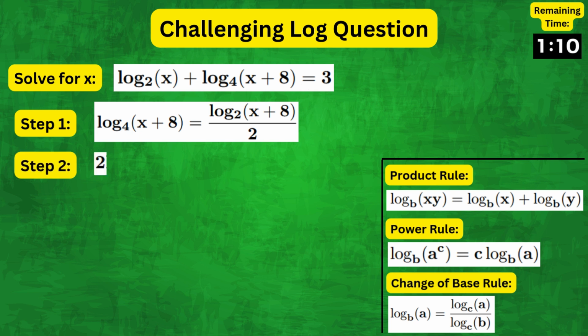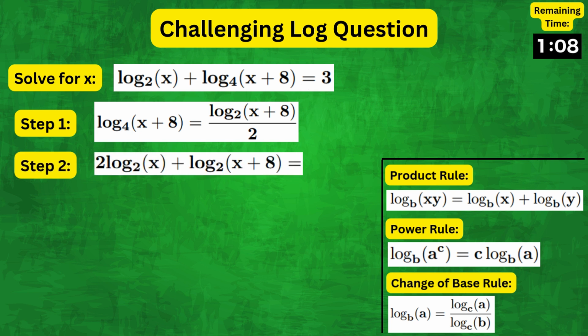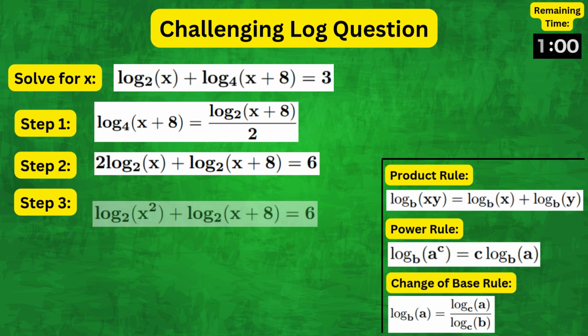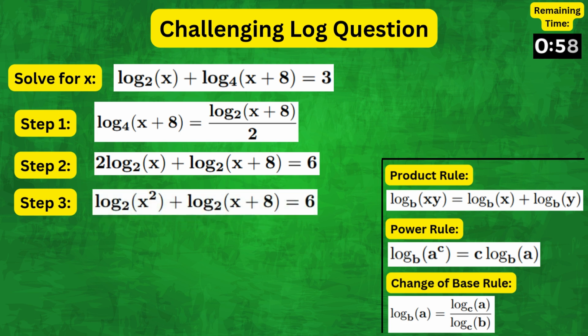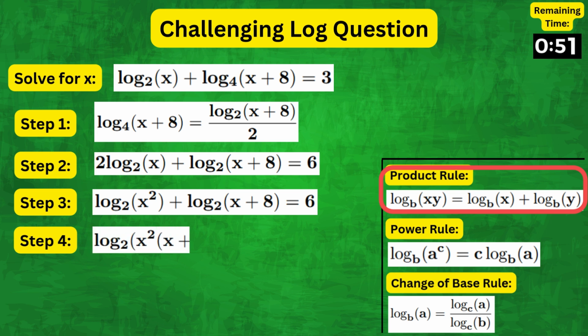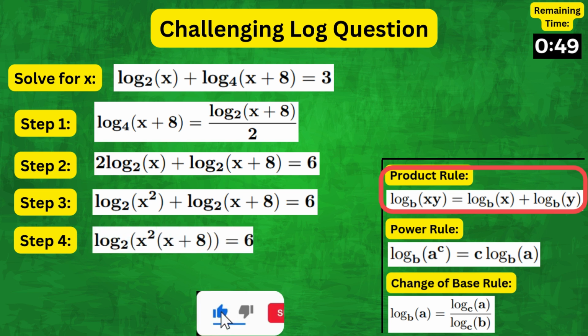we get 2 log base 2 of x plus log base 2 of x plus 8 equals 6. Now, using the log power rule on the first term, we get log base 2 of x squared plus log base 2 of x plus 8 equals 6. And using the log product rule, we can combine the left-hand side as log base 2 of x squared, open brackets, x plus 8, equals 6.